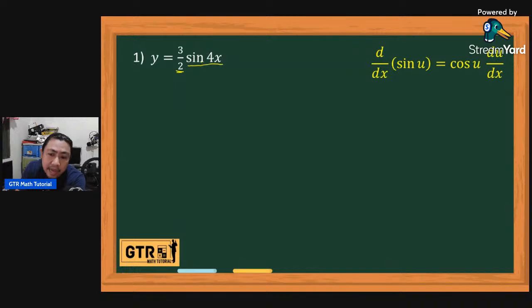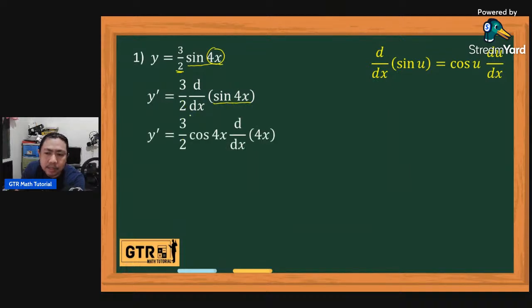So for the formula for sine, u here is 4x. Derivative of sine u is cosine u. Therefore, we have y prime or dy over dx equals 3 over 2. Yung constant, nilabas lang natin. Then derivative of sine 4x, by the formula, is cosine 4x. Just copy 3 over 2. In-evaluate na natin kaya wala na tong d over dx. So cosine 4x times derivative pa nung angle natin, sine 4x. Minsan ito yung nakakalimutan.